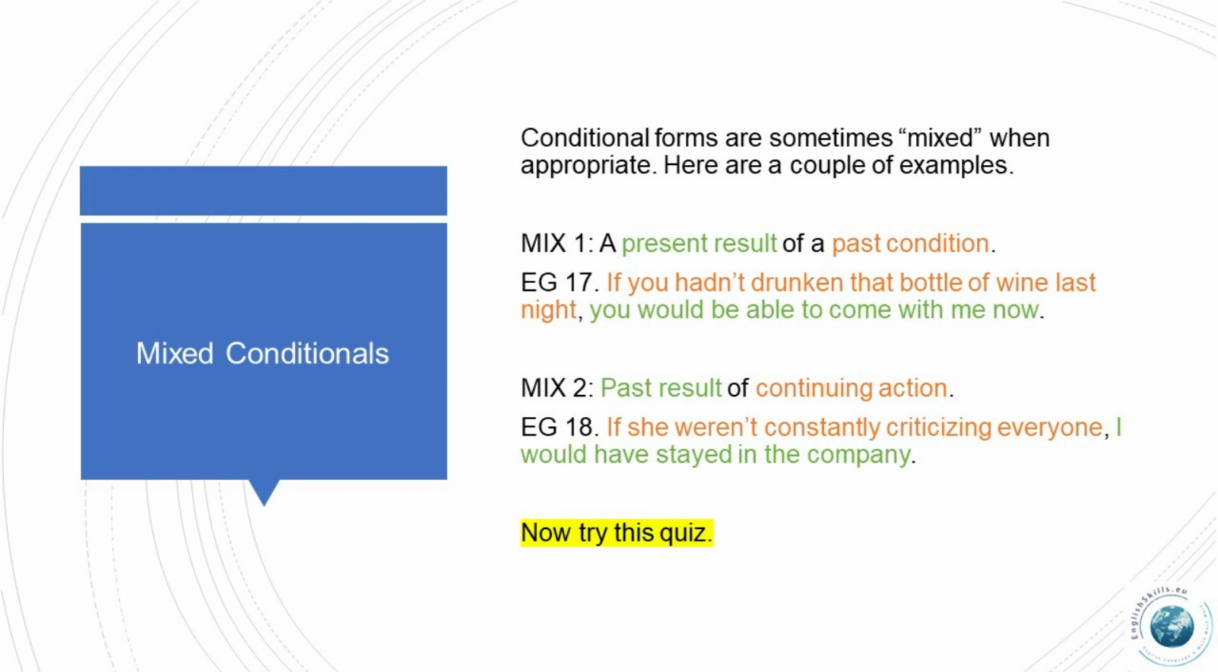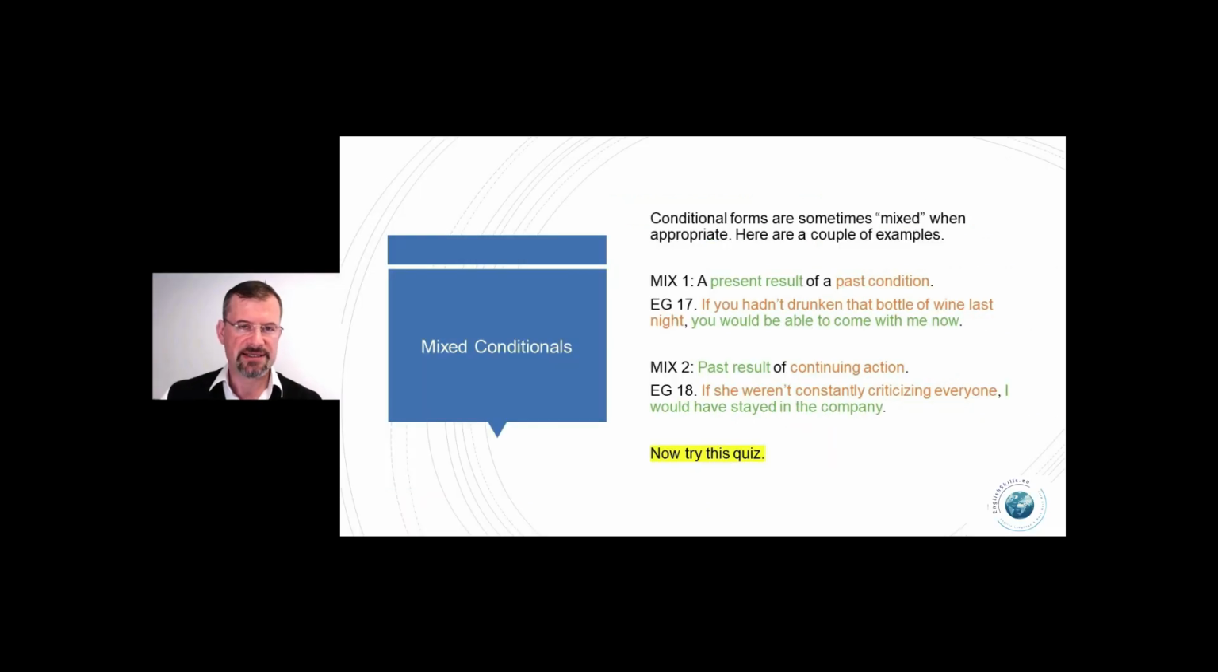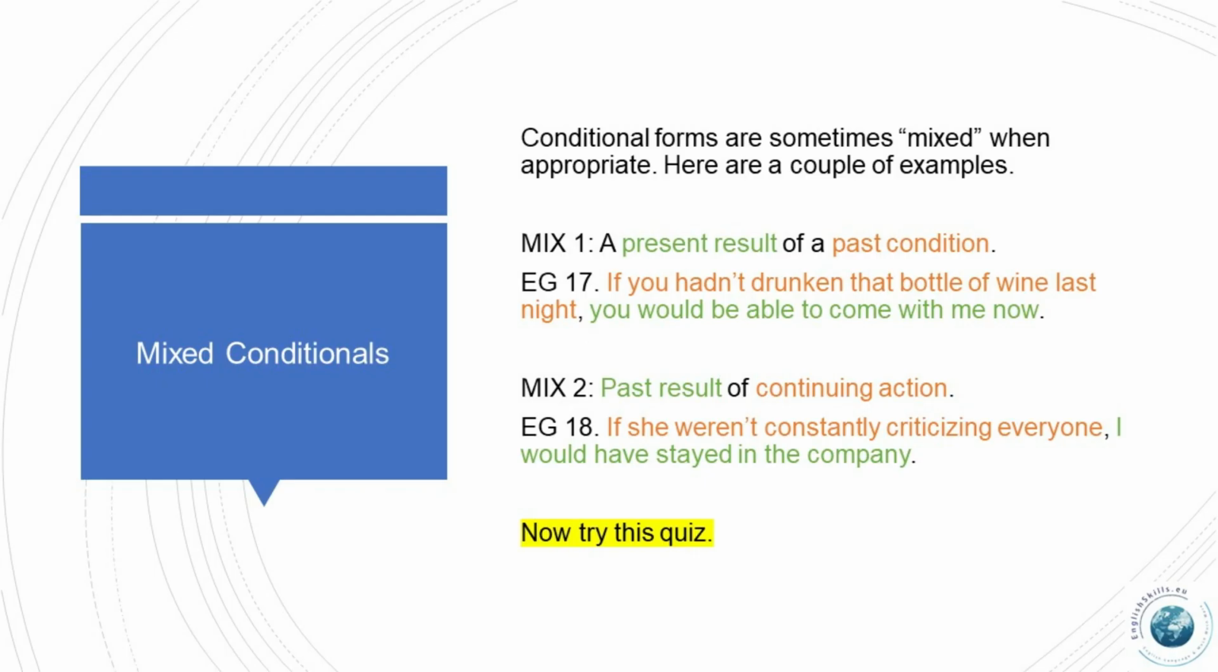We're going to look at one more slide now connected to conditionals. I don't recommend mixing conditionals unless you're actually confident with each of the 4 conditional forms in their standard form. However, sometimes it can be useful. Let's just have a look at a few examples. Conditional forms are sometimes mixed when appropriate. Here we go, mix 1: a present result and a past condition.